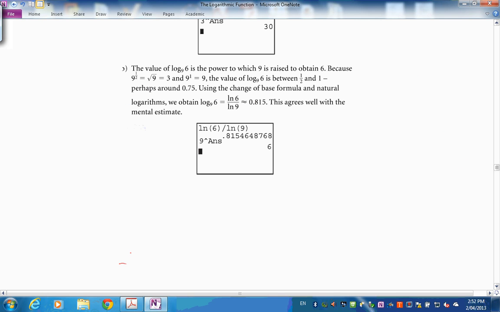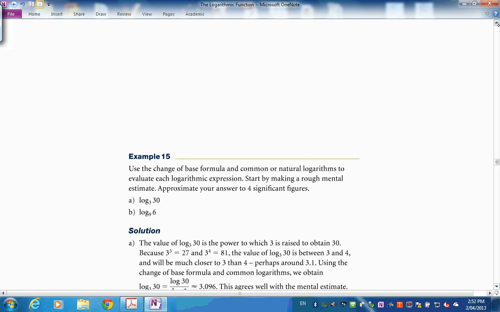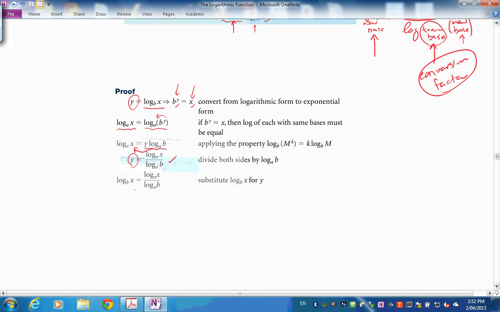That was log to the base b of x. I will just go back up again there and just check that. So here it is, log to the base b of x, which was what y stood for up here in the beginning, is log to the base a of x divided by log to the base a of b. So you can pause the presentation and just study that a bit if you'd like to.